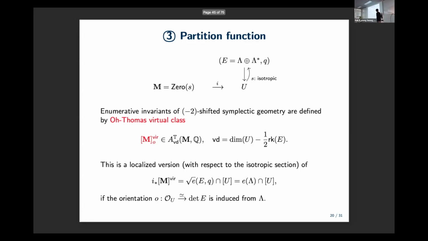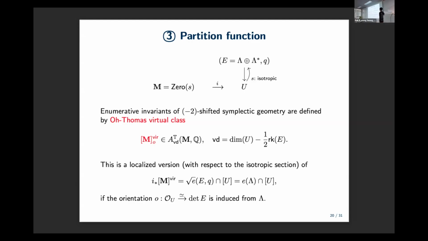And one should think of this as a localized version of the following construction. So if you have some cycle here, the virtual class here, we can push forward there, but the pushforward class is much easier to understand. And the pushforward class is basically what's called the square root Euler class of this quadratic bundle capped with the fundamental class of the ambient space. Okay, what does that mean?